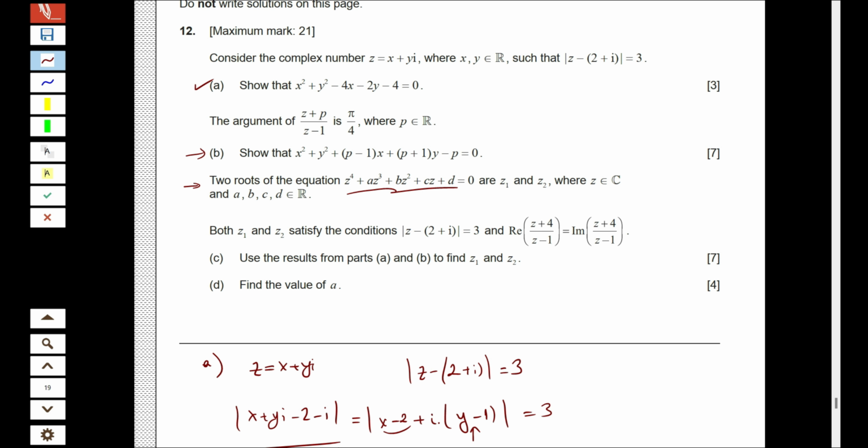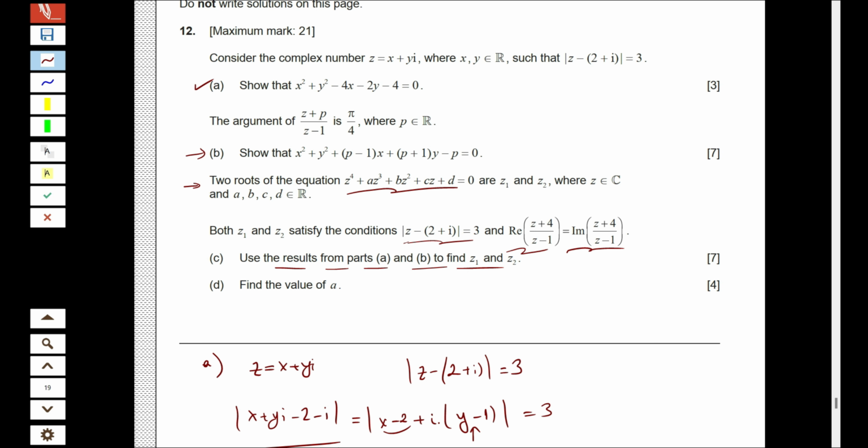This equation has roots Z1 and Z2. Both Z1 and Z2 satisfy the conditions. As you can see here, the modulus is 3, and the real part and the imaginary part are equal to each other. Use the result from parts A and B to find Z1 and Z2.